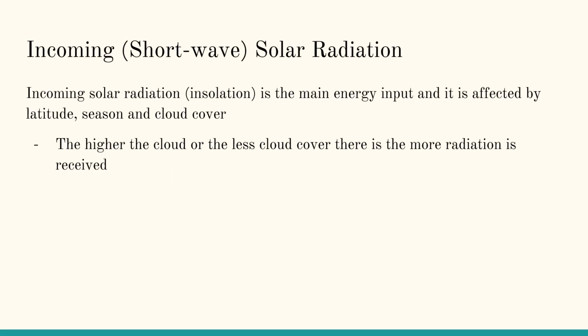When thinking about incoming or shortwave radiation, I mentioned this a couple slides ago, but that incoming solar radiation, that shortwave radiation, is the main energy input into this atmospheric system that we're talking about. And it is affected by which latitude you're living at. Again, if you're closer to the equator, you have more of that solar radiation coming in. If you're further away, you have less. It's also affected by the season you're in and the cloud cover that exists, which can even include the elevation of those clouds. So the higher the cloud or the less cloud cover there is, the more radiation is received by the surface of the Earth.